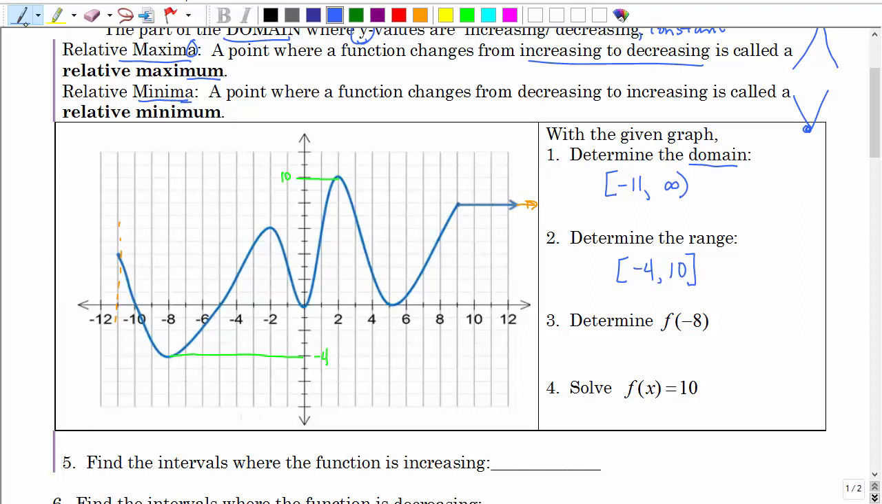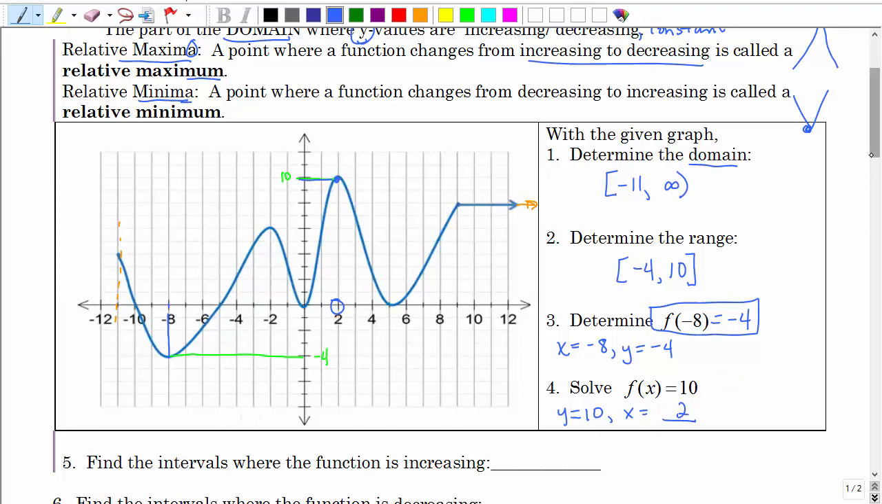On number 3, we're going to determine f of -8. Recall that means when x is -8, what is y? So we go out here to -8, come down here, and y is -4. So f of -8 equals -4. And then on number 4, we're asked when y equals 10, what does x equal? Remember, we've done this in a previous video. So when y is equal to 10, which happens to be up here, what is x? And that is positive 2. So those are some review questions.